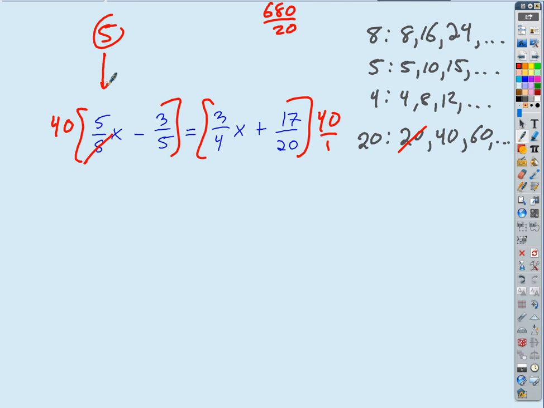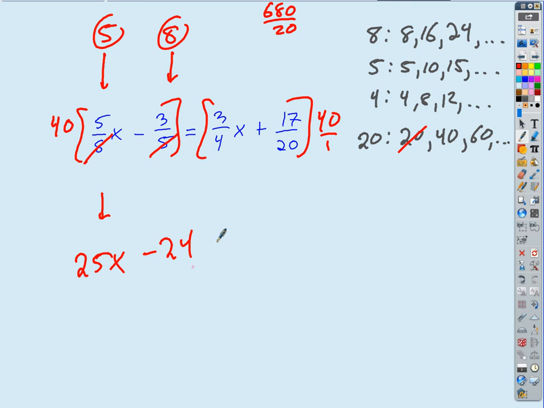Right? What do I get? What's 5 times 5? 25, and so I've got an x there too. So my first term is just a 25x. Right? 40 divided by 5 reduces to what? 8. So we'll cross out the 5 and multiply 8 times the numerator. 3 times 8 is 24, right?